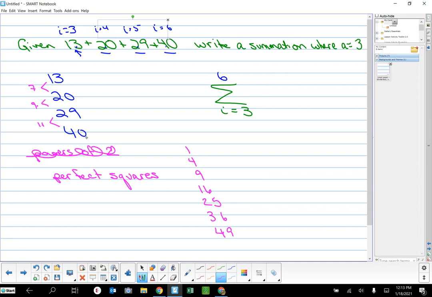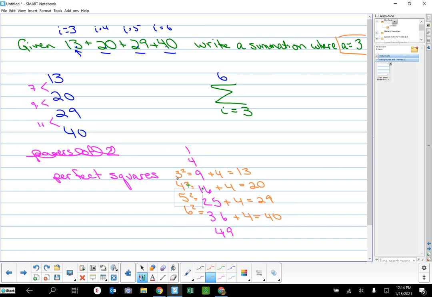So I notice right off the bat that if I take 36 and add 4, I get to 40. 25 and add 4, I get to 29. 16 and add 4, I get to 20. 9 and add 4, I get to 13. Okay, well, remember, our a also has to equal 3, and 3 squared equals 9, 4 squared is 16, 5 squared is 25, and 6 squared is 36.